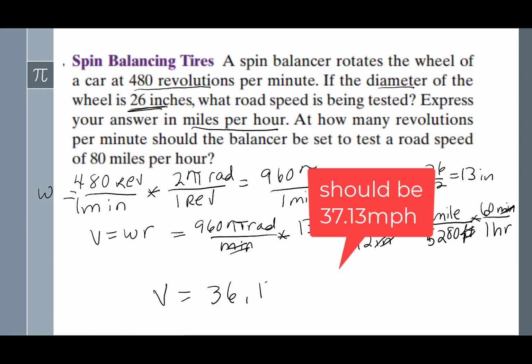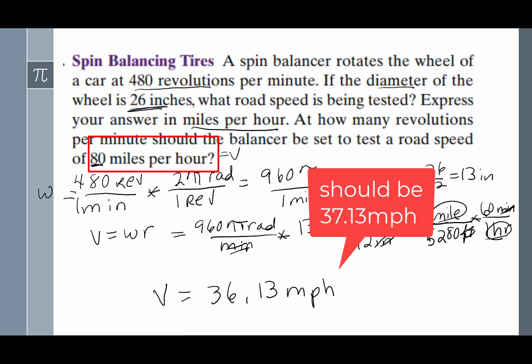And now our answer is in miles per hour. So this is miles per hour. So we answered the way they wanted to. Part 2 says, at how many revolutions per minute should the balancer be set to test a road speed of 80 miles per hour? Okay, so now this 80 miles an hour, this is V, right?